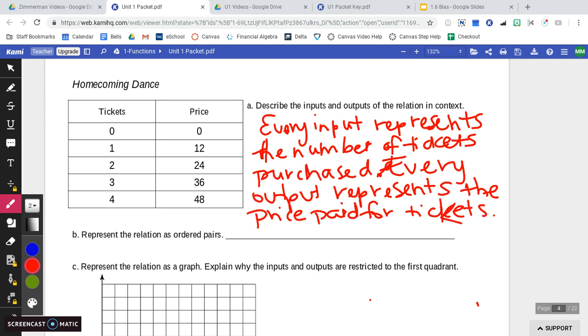I promise you my handwriting is actually a lot better than this. It's just difficult with the computers and the stylus. Sorry about that.